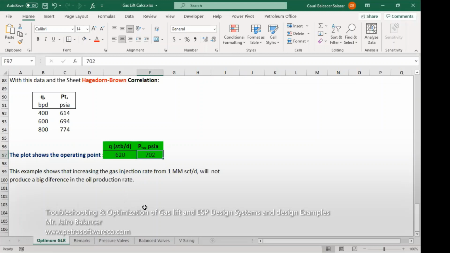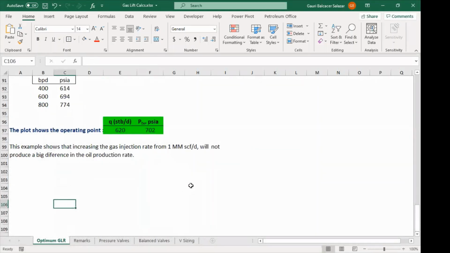So the recommendation then is basically that increasing the gas injection beyond 1 million gives no extra gain, there is really no difference, but you are saving a lot of money by not injecting and compressing to higher rates and wasting money when the optimum production is not really a big difference.